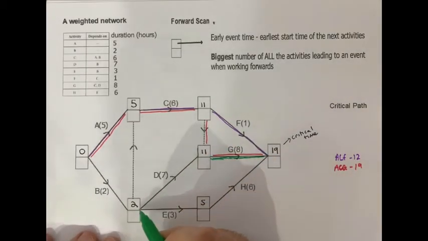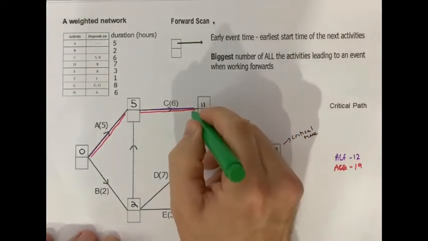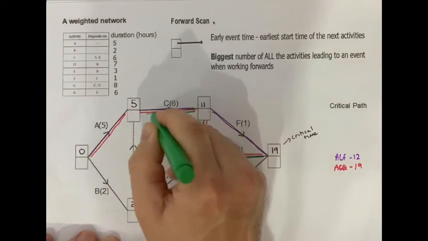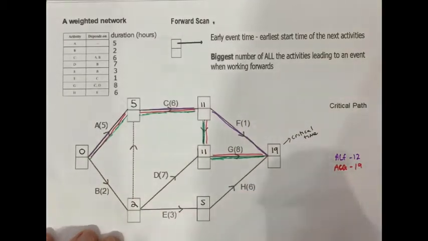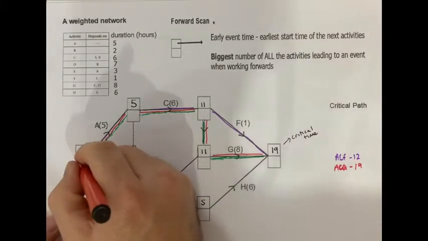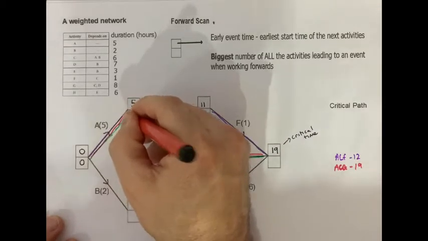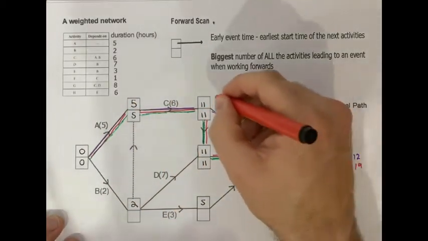11 take 7 is 4, not 2. 11 take 0 is 11. 11 take 6 is 5, no gap in the subtraction. 5 take 5 is 0, no gap in the subtraction. So this would be your critical path. And the reason why it's useful to do that is anywhere along the critical path, you'll have the same number in top and bottom. And where you've got the same number top and bottom, those are called critical events.